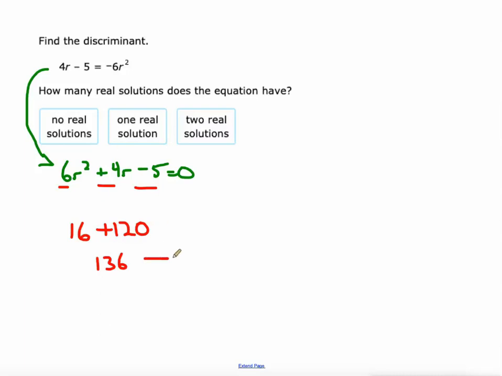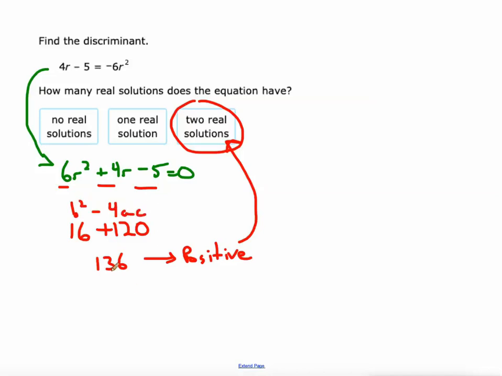So since that's positive, that means we're going to have two real solutions. There are two square roots of 136. So again, this was 4 squared, and then I did 6 times negative 5, which is negative 30, and then negative 30 times negative 4, which is positive 120. So it's just b squared minus 4 times a times c.